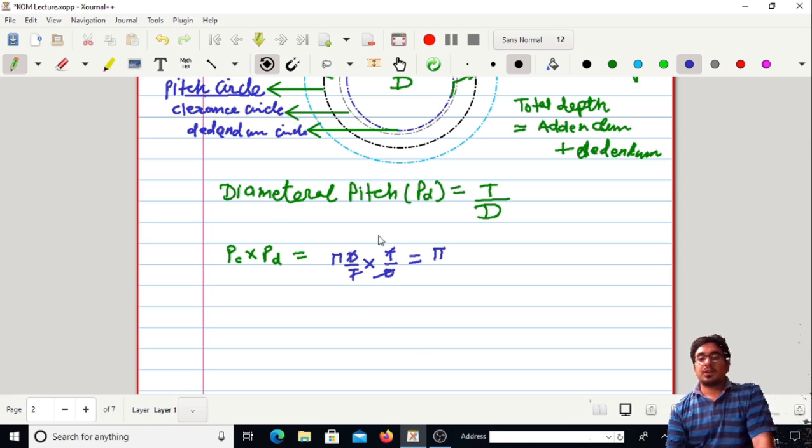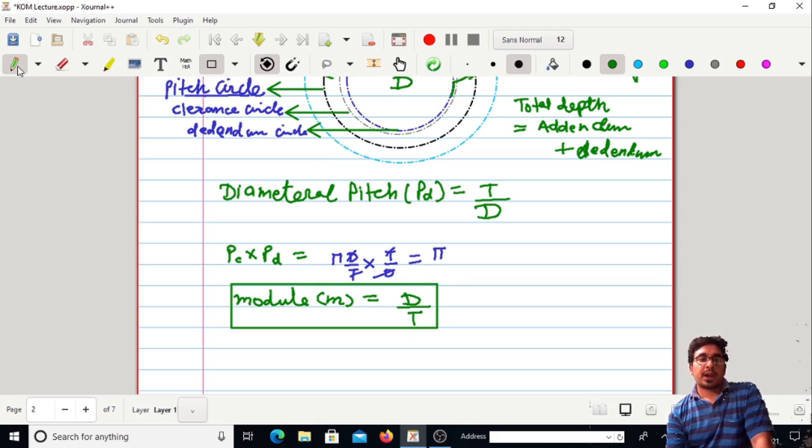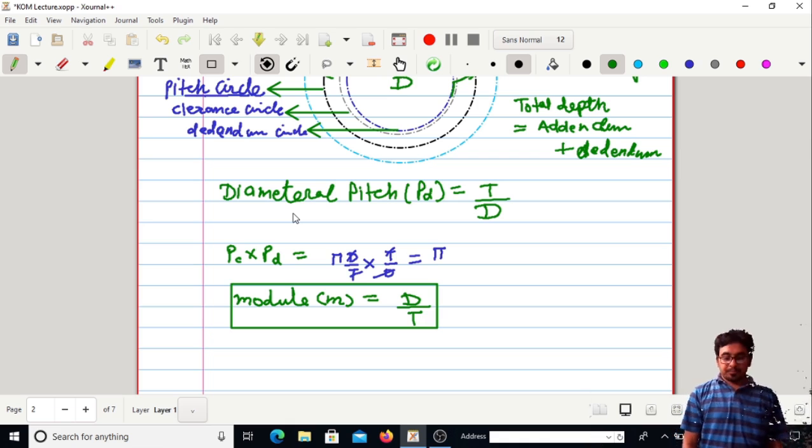Okay. One more important term in the gear nomenclature is known as the module, represented by small m. It is given as the ratio of d to t. So this is a very important term. Just like the pitch circle diameter or the circular pitch, this is again an important parameter which is kept in mind while designing the gears.